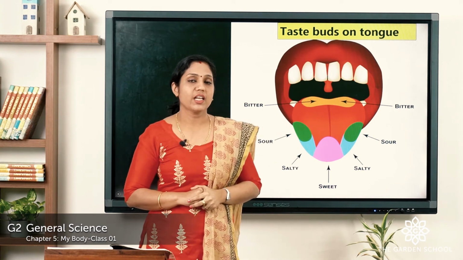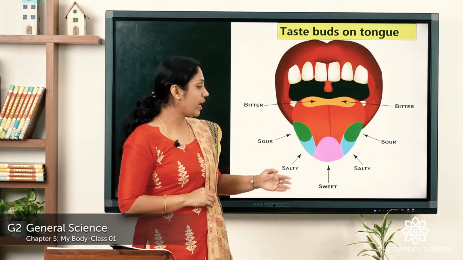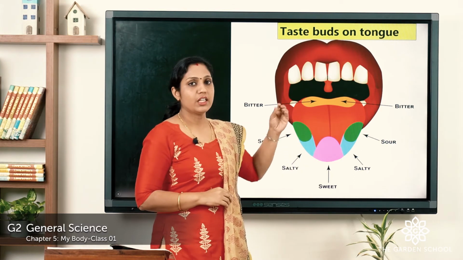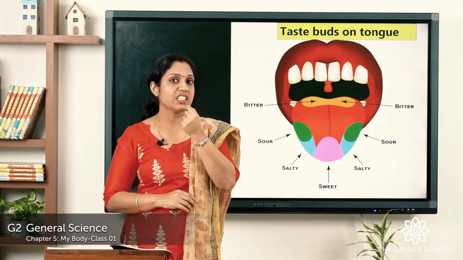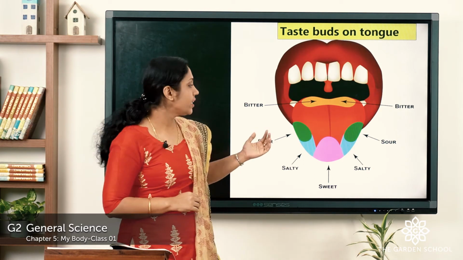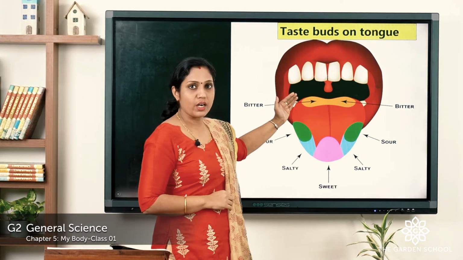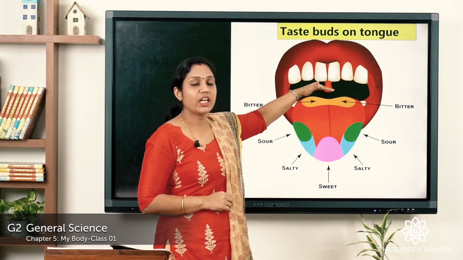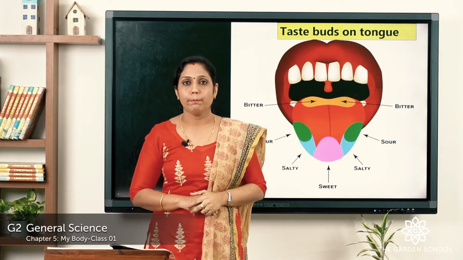So what all taste can we identify? We are able to identify sweet, salt, sour and bitter. The front side, that is the tip of the tongue, is the sweet. The two corners after sweet is the salt, and the last corners, two sides are sour, and the last one at the end of the tongue we identify the taste as bitter.